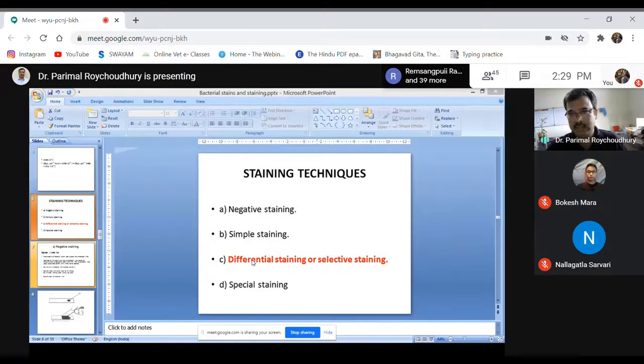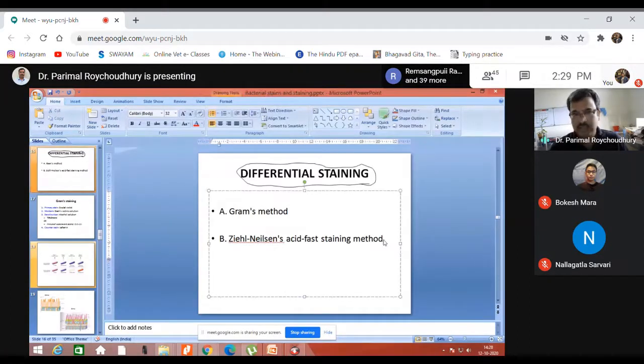Yeah, Ziehl-Neelsen acid-fast staining method. This is specifically for the acid-fast bacteria. Then modified acid-fast staining. Okay.